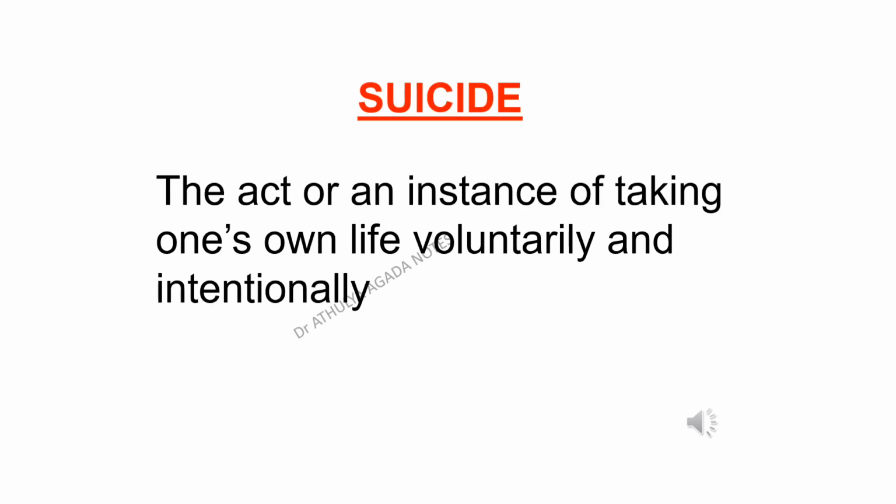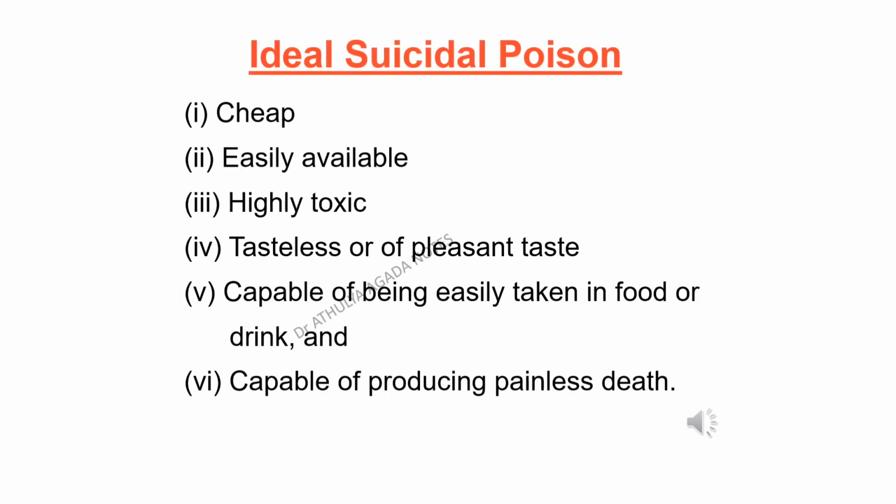And next is suicide. The definition of suicide is the act or an instance of taking one's own life voluntarily and intentionally. It is called suicide. And the suicidal characteristics are also similar. An ideal suicidal poison will be cheap. The person will select an inexpensive poison which is easily available, as we already told, and it is highly toxic, that is, by consuming a small amount it will cause the death of that person. And it should be tasteless or of pleasant taste, then only will they be able to consume that poison themselves.